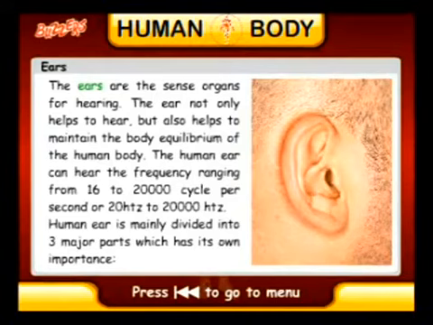Ears. The ears are the sense organs for hearing. The ear not only helps to hear, but also helps to maintain the body equilibrium of the human body. The human ear can hear the frequency ranging from 16 to 20,000 cycles per second, or 20 Hz to 20,000 Hz. Human ear is mainly divided into three major parts, which has its own importance.